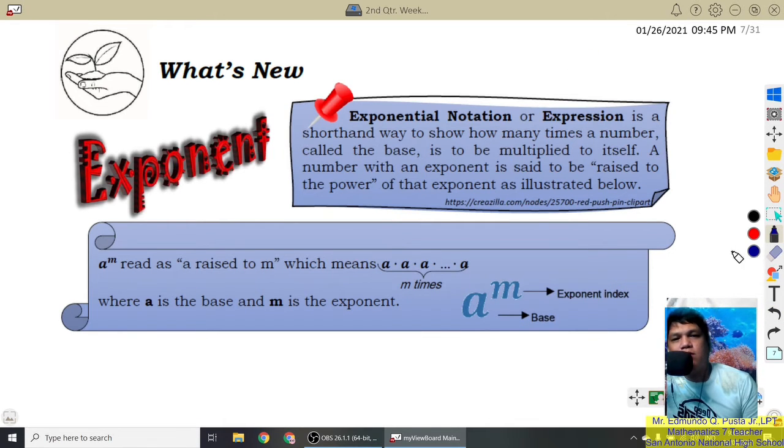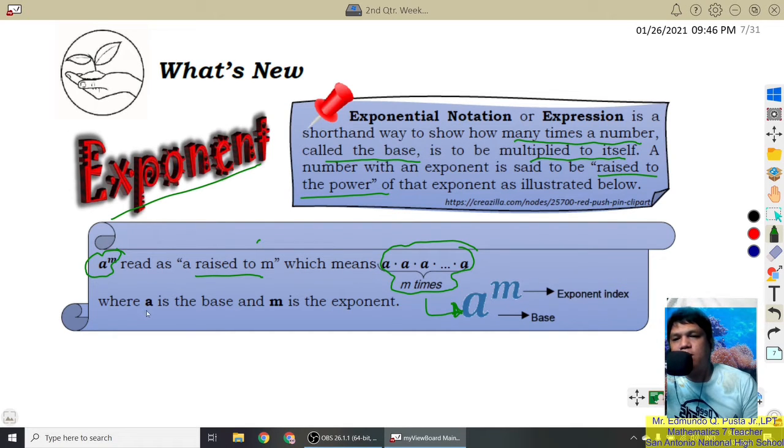Let's continue. We have the meaning of exponential notation. An exponential expression or notation is a shorthand way to show how many times a number, called the base, is to be multiplied by itself. So instead of writing it this way, you write it this way. A number with an exponent is said to be raised to the power of that exponent. So we have a raised to m. We read this symbol as a raised to m, where a is the base and m is the exponent.